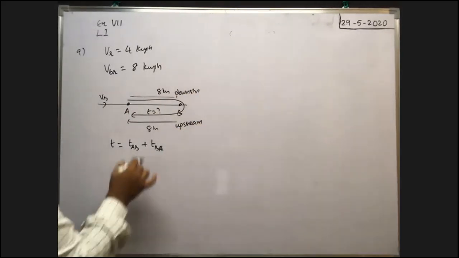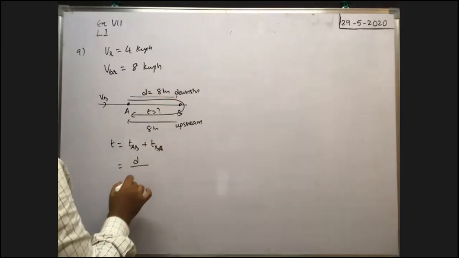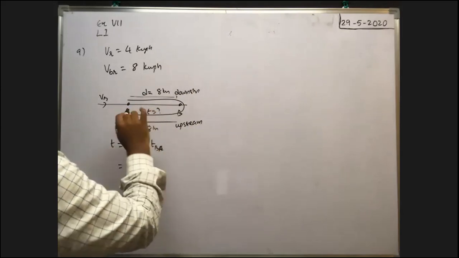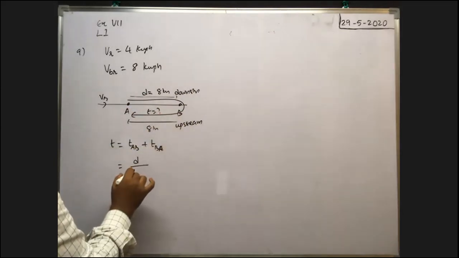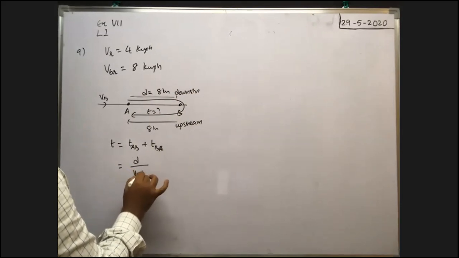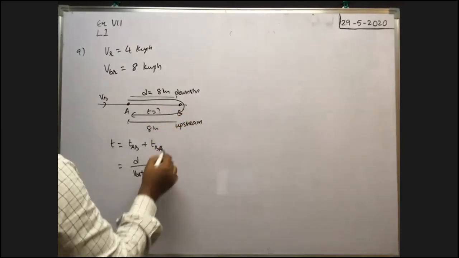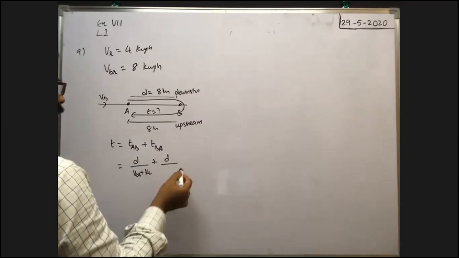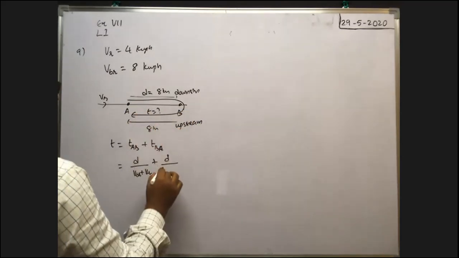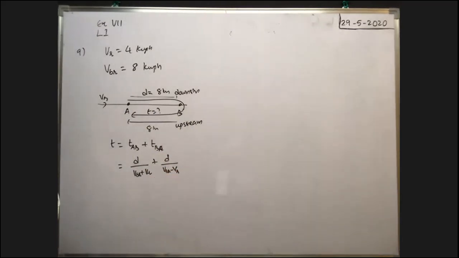Now from A to B, distance travelled is D. Then D by what is the velocity of the boat when it travels from A to B downstream? When it travels from A to B downstream, velocity of the boat is equal to VBR plus VR. To travel back to A from B, again it has to travel the same distance D by. When it travels from B to A, it has to travel upstream. In such case, velocity of the boat is equal to VBR minus VR. Already in your notes it is there.